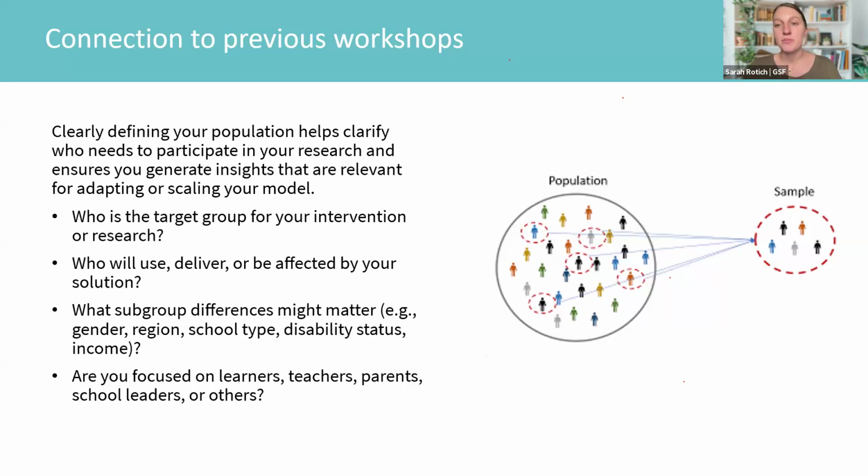This is really important because when you're thinking about choosing your sample, your population is everyone who meets the category that you're interested in, and the sample is the smaller group of those people that you're actually going to be collecting data from. So it's important to reflect on your population first to make sure that your sample is pulling from all of the different subgroups of people that you're interested in learning from.